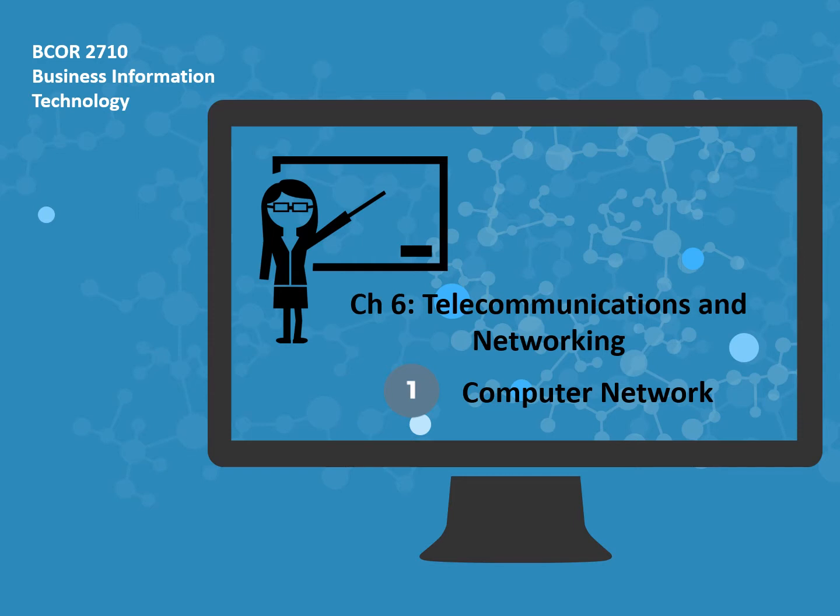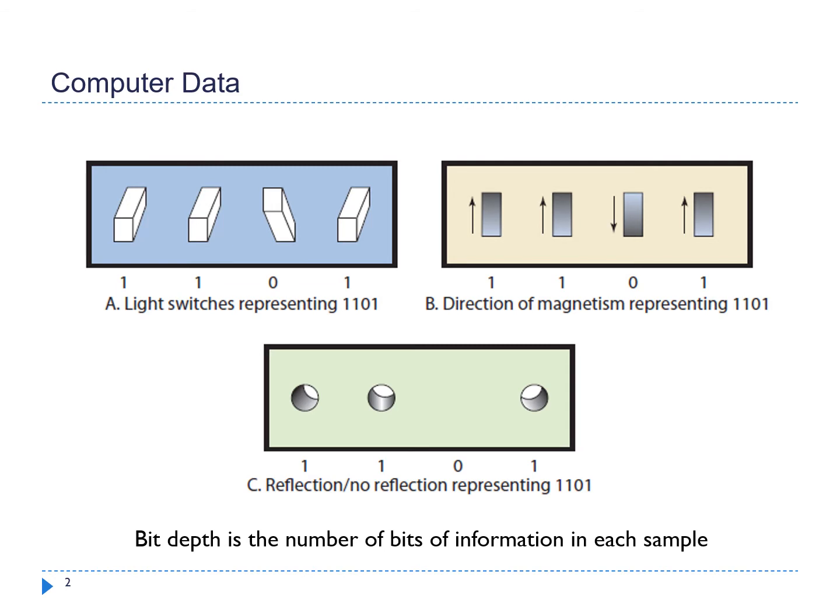Chapter 6 covers telecommunication and networking. Before we study this chapter, we need to know how computers store data. All forms of computer data are stored and represented by bits, which are zeros and ones. Bit depth is the number of bits of information in each sample.